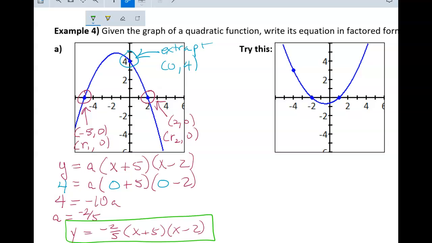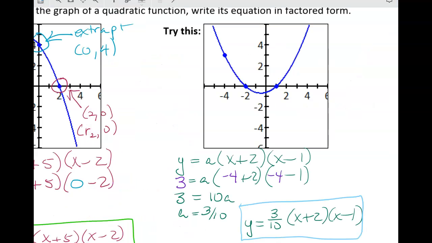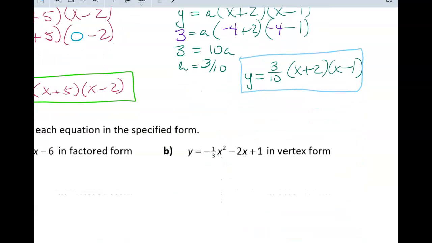All right, one for you to try. There's the equation for the try this. Notice that the value of a is a positive number. That means that our parabola opens upward. Quick note, in standard form, in vertex form, in factored form, this number a that sits in the front is the same exact value. So it's called the same thing in all three forms, and it will be the same value in all three forms. All right, let's move on.